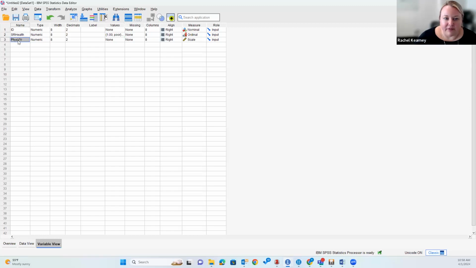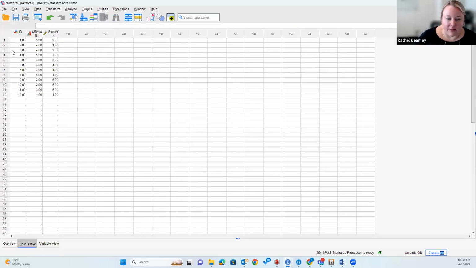And then this third variable is how many physician visits per year. That would just be a number that they would put in, so I don't need to enter any values, and that would be a scaled variable. So here is all the data that was provided in the problem: the ID number, self-rated health, and how many physician visits a year.